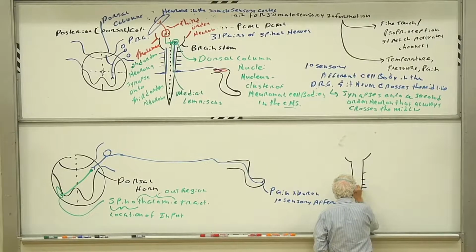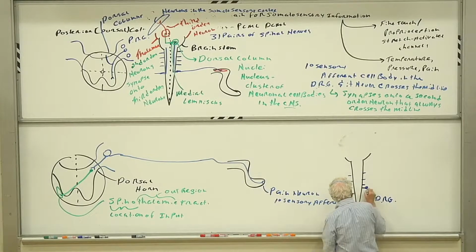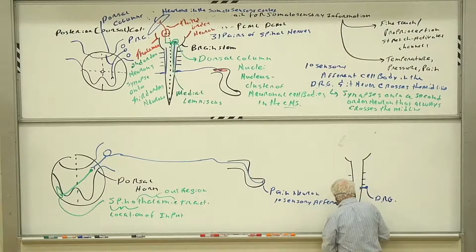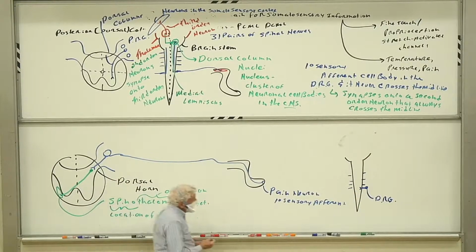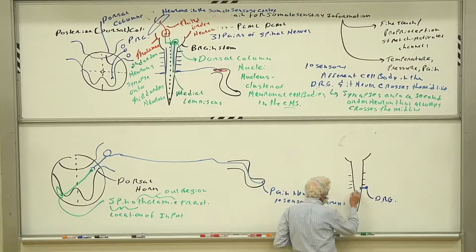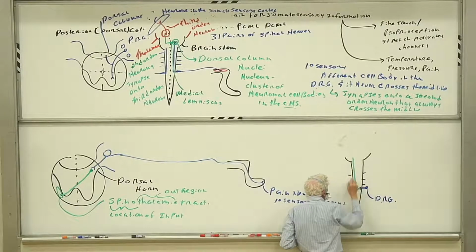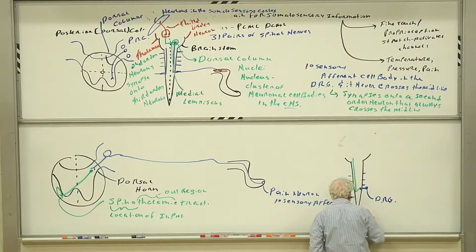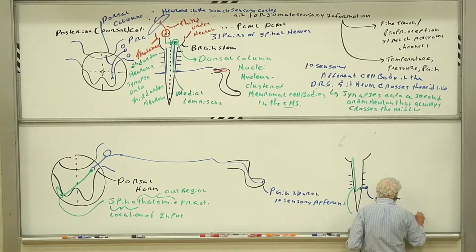Spinal nerves. This is the dorsal root ganglion, or posterior root ganglion. The neuronal cell body will be located here. It will enter the cord, and almost immediately after entering the cord, it synapses onto that green second-order neuron. The second-order neuron then crosses the midline and ascends the cord in this structure known as the spinothalamic tract.